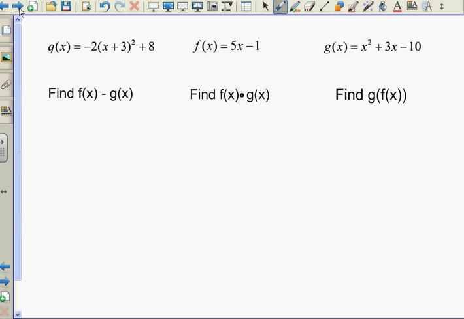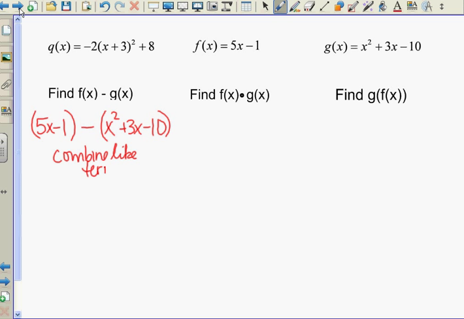So if I ask you to take function f and from it subtract function g, that would be me asking you to take f, which is 5x minus 1, and from it I want you to subtract x squared plus 3x minus 10. Adding and subtracting, remember, we're just combining like terms. That's what adding and subtracting is, right? So in this first one, I'm going to change it so it looks quadratic, just so I have like terms.